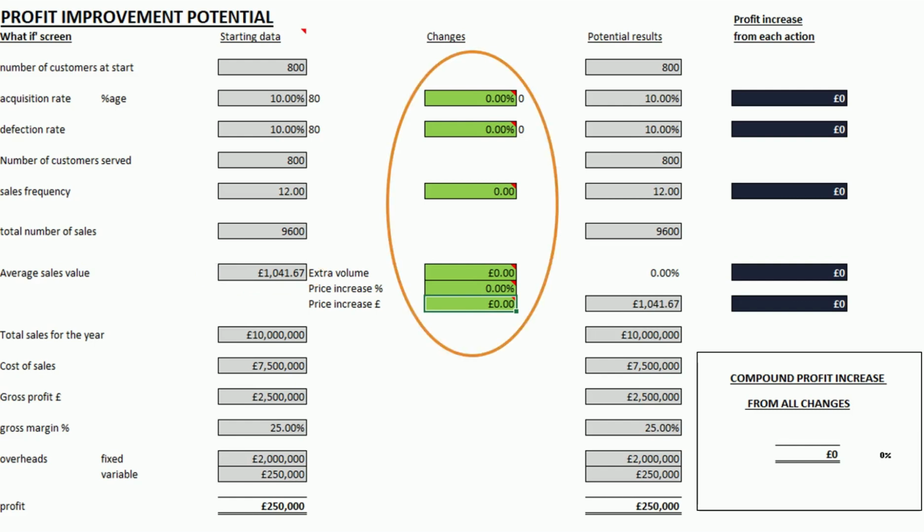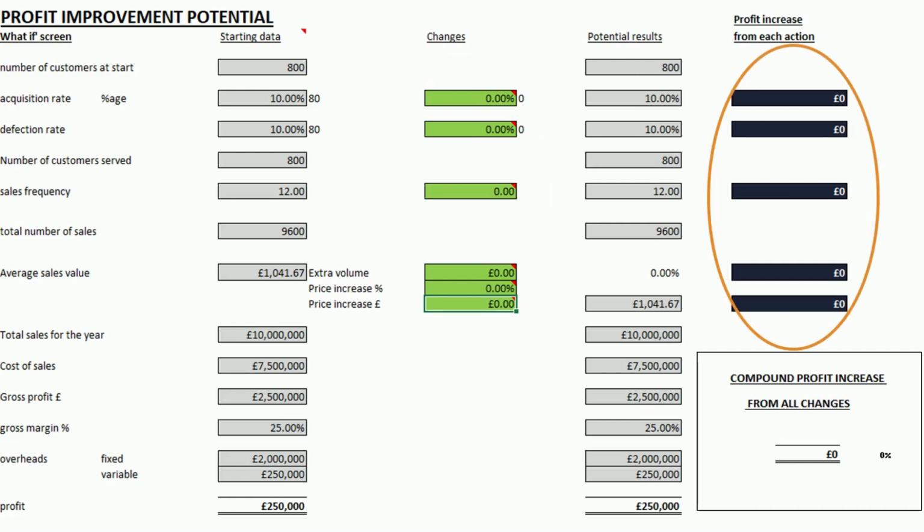What we're now going to do is look at these 5 ways to grow your profits, play around with them. What if we can improve them? What will be the impact on profitability? And that impact will be shown on the right-hand side for the individual impact on profitability from each of the 5 changes we make.